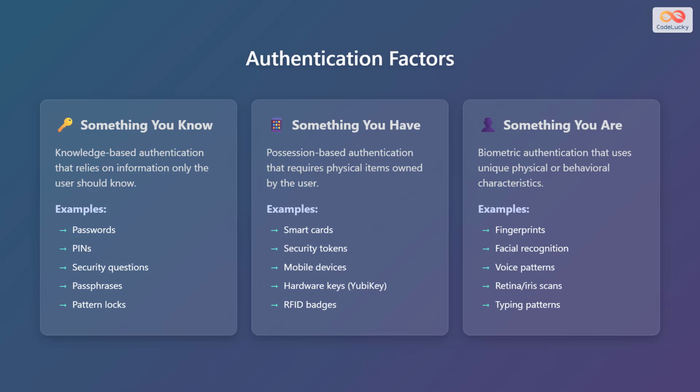Next is something you have. This is possession-based authentication that requires physical items owned by the user. Examples include smart cards, security tokens, mobile devices, hardware keys like YubiKey, and radio frequency identification, also known as RFID badges. And the final type is something you are.